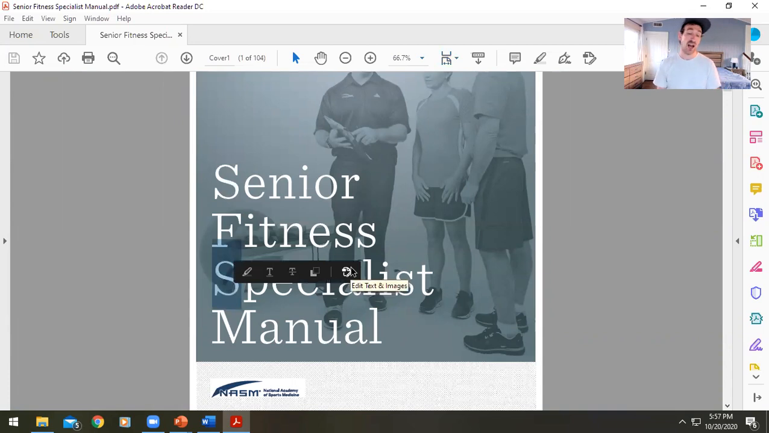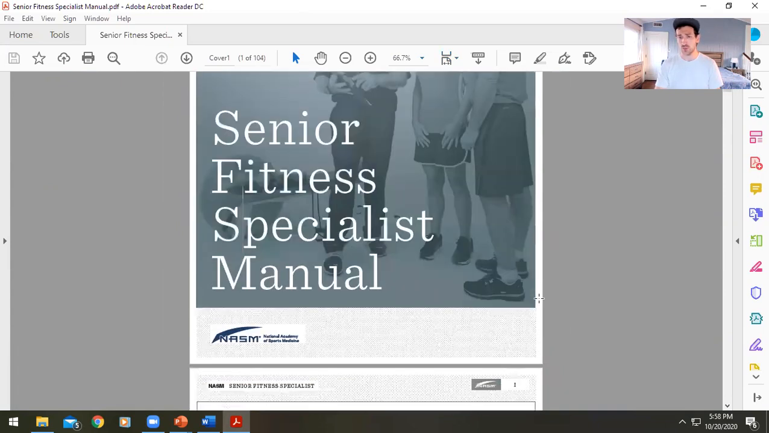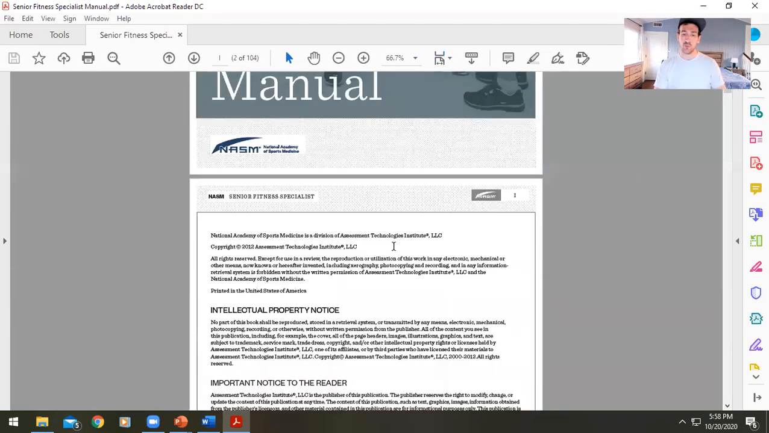So when you graduate and you become NASM trainers and you need to get CEUs, if you ever decide you want to market yourself towards working with senior populations, this could be a really good certification for you to get in your careers. And I think it's worth like 0.1. So you get this and like a couple other certs, and that'll earn all of your CEUs for you.